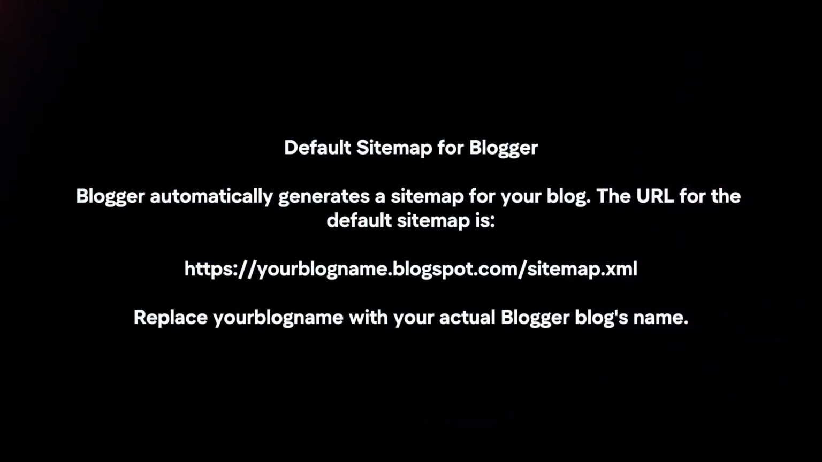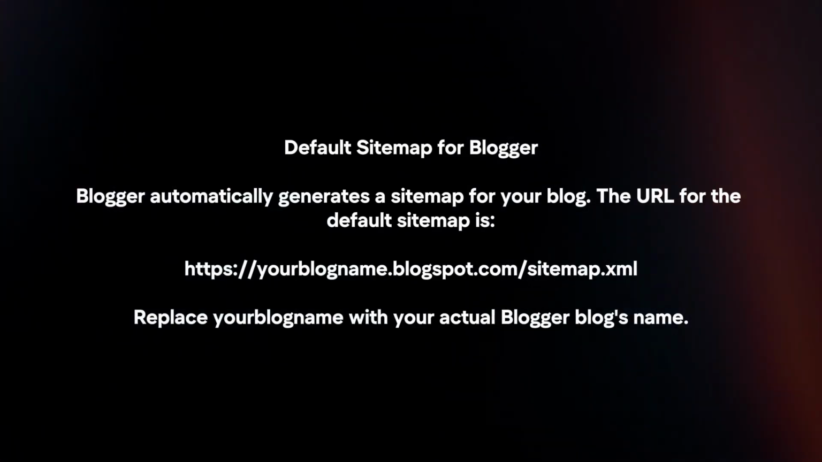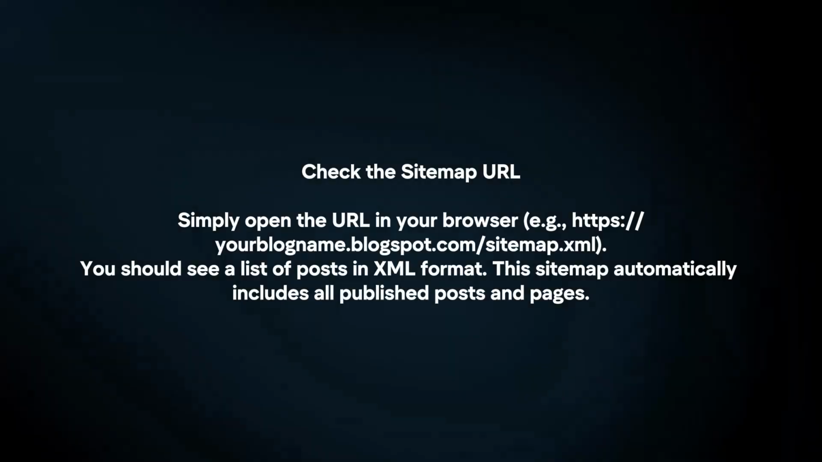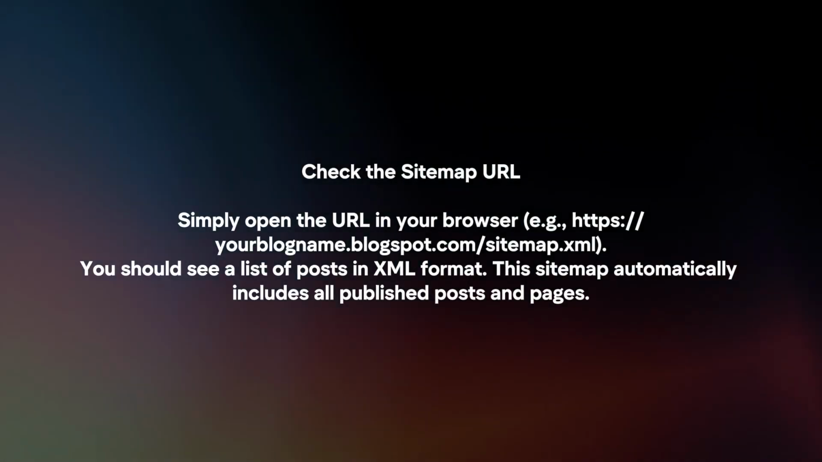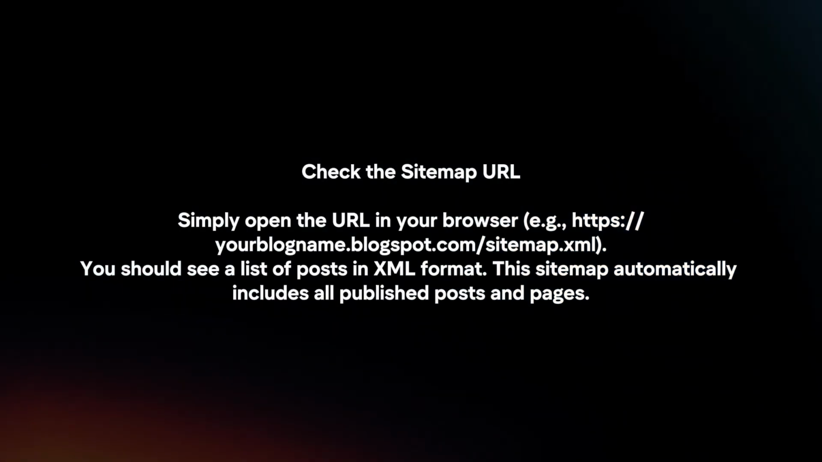The URL for the default sitemap is the following. Replace your blog name with your actual Blogger blog's name. Check the sitemap URL. Simply open the URL in your browser. You should see a list of posts in XML format. This sitemap automatically includes all published posts and pages.